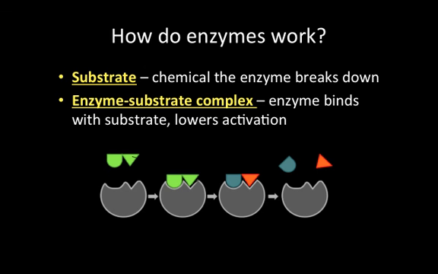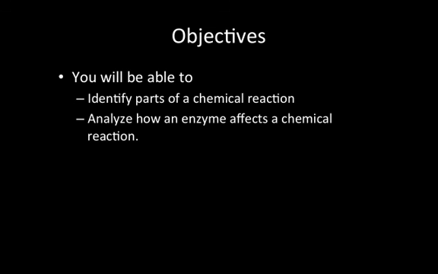So enzymes, again, play a very important role in chemical reactions. They can be reused. They help speed up those chemical reactions by lowering the activation energy required. So hopefully by the end of this, you can identify parts of a chemical reaction, reactants, and products, and understand how the enzymes in our body play an essential role in chemical reactions for taking place.